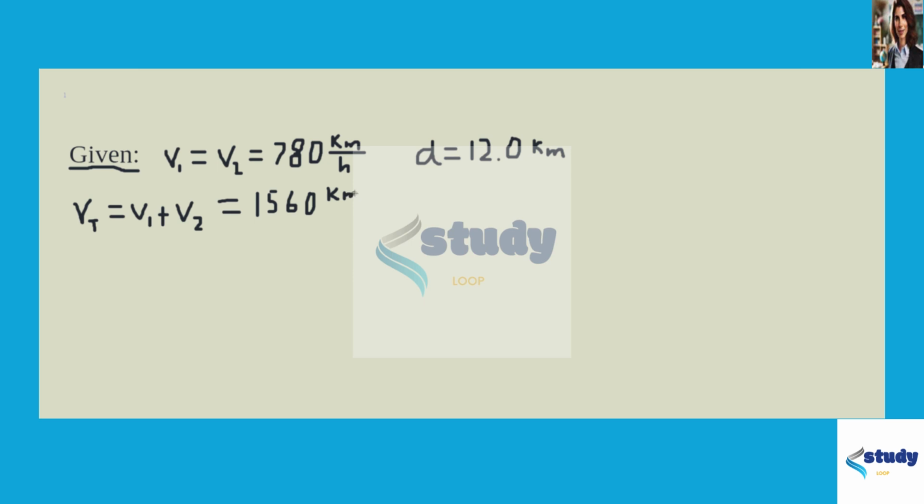Okay, well, we know the velocity and we know the distance, and since distance is equal to velocity, which ours is the total velocity, times the time, we can find the time because we know velocity and distance. So the time is equal to the distance divided by the total velocity. Okay, so let's plug in those values that we have. We have 12.0 kilometers for distance. We have 1,560 kilometers per hour for speed.